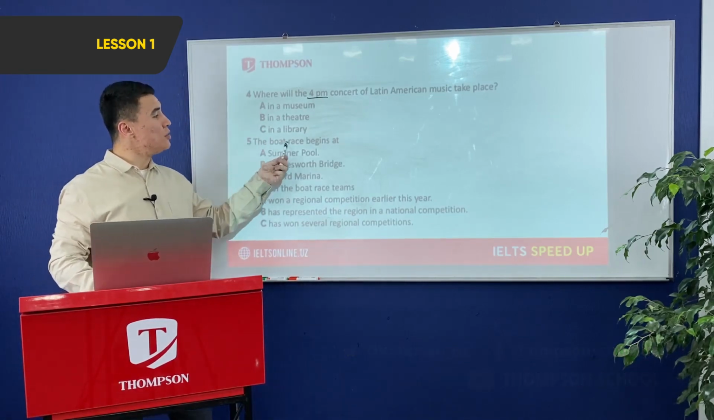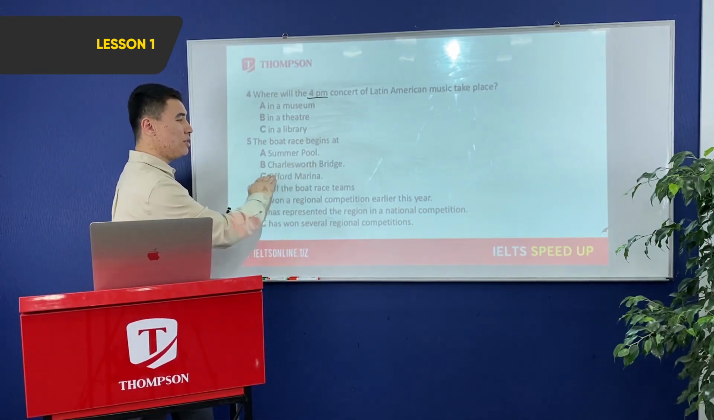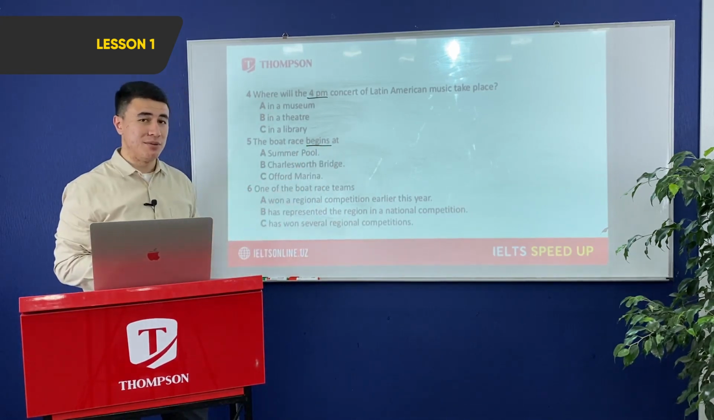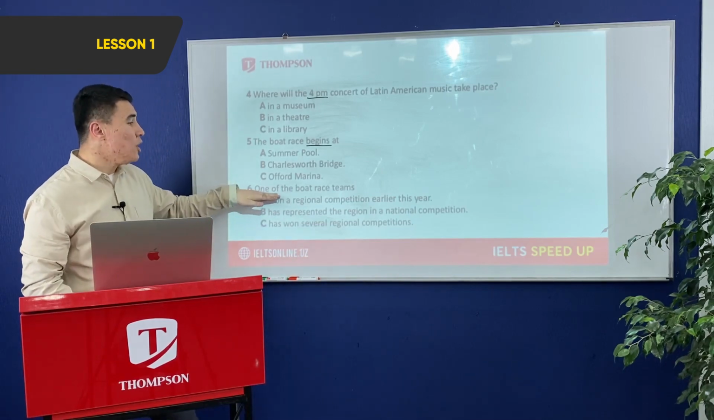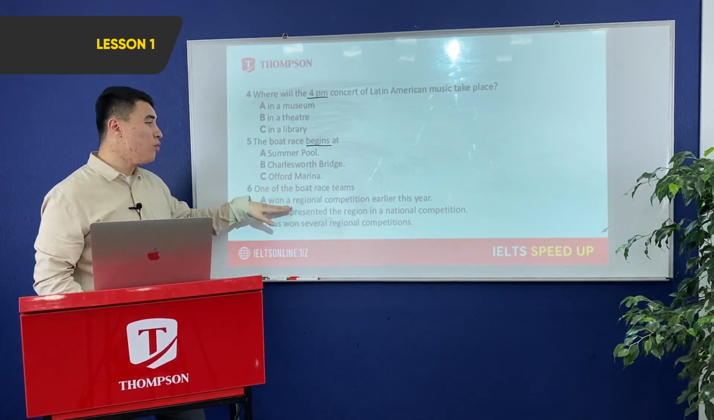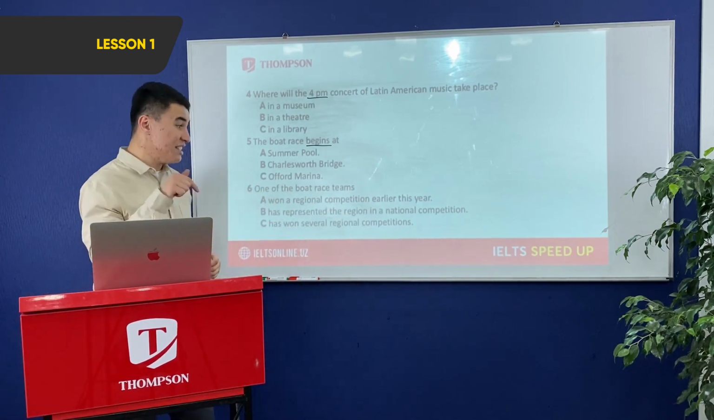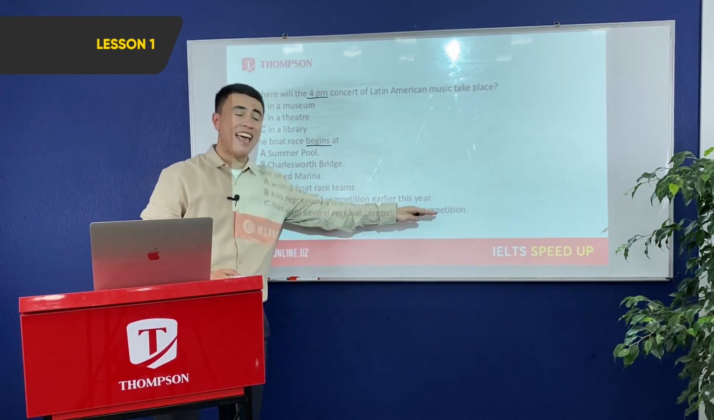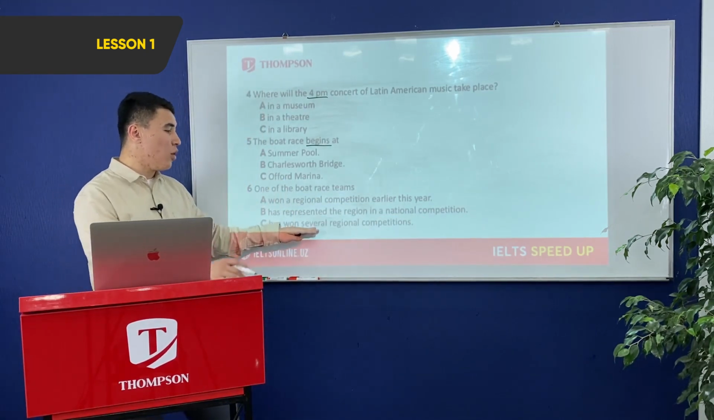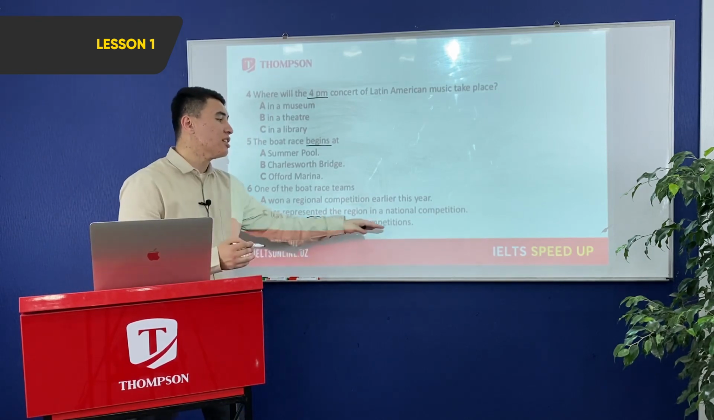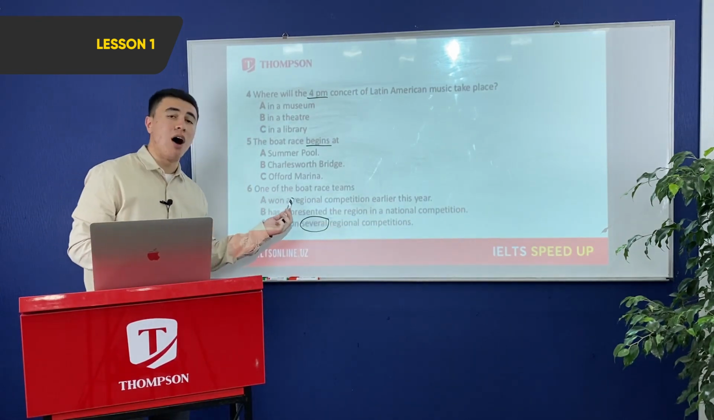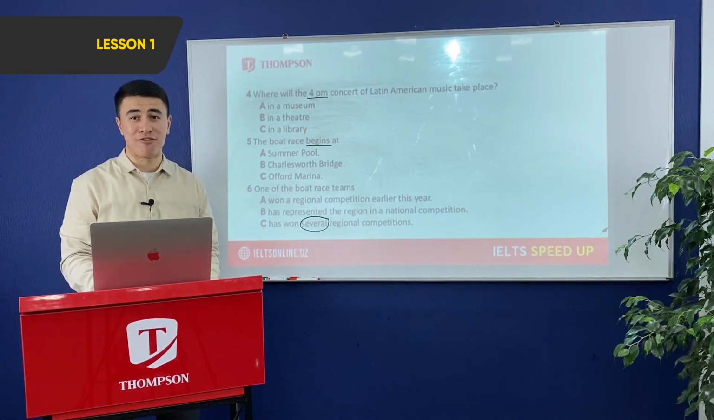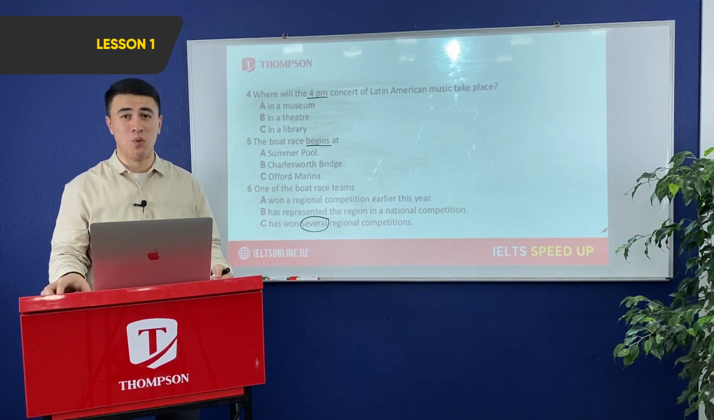Next question, the boat race begins at Summer Pool, Charlesworth Bridge, Offord Marina. So we need starting point. And the last question, one of the boat race teams won a regional competition earlier this year. So B has represented the region in a national competition and has won several regional competitions. So difference between option A and C is that here we have the word several, meaning that not just once.